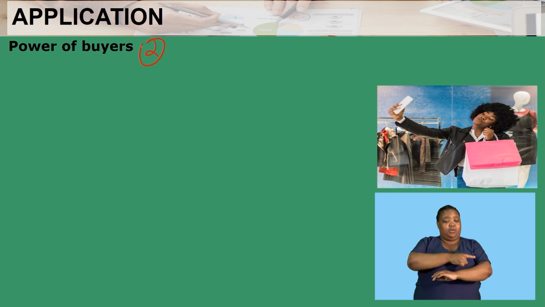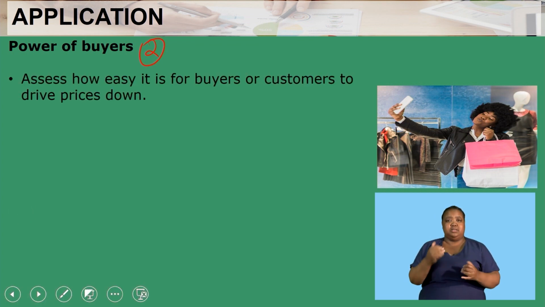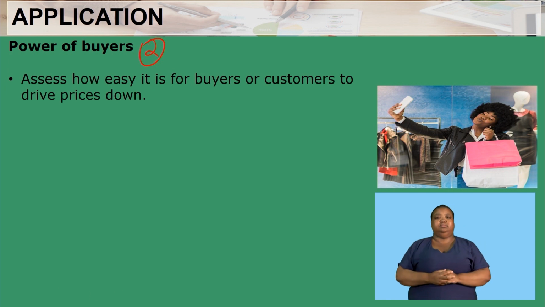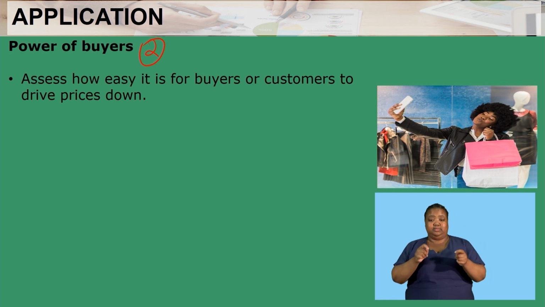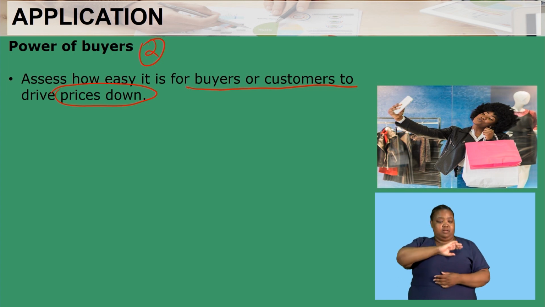Right. We move on, we go to the second one, which is the power of buyers. With the power of buyers here, we are assessing how easy it is for the buyers or customers to drive the prices down. So how can the customers or the buyers drive the prices down? So meaning if they are buying in bulk, then they can negotiate better discounts, meaning they've got more power. So buyers buying in bulk, they can negotiate.